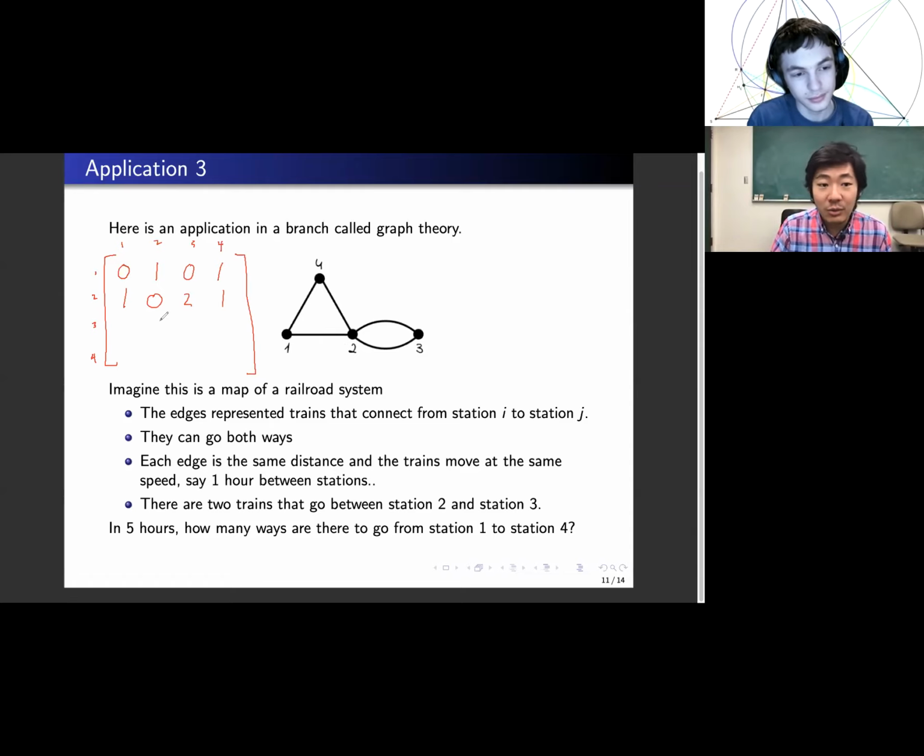And then from 3 to 1, it's impossible. But 3 to 2, there are 2 ways to go, right? You can take this train or that train. 3 to 3 is 0. And then 3 to 4 is also impossible. And then 4 to 1, there's 1 way. And 4 to 2, there's another way. And 4 to 3 is impossible, and 4 to 4 is impossible.